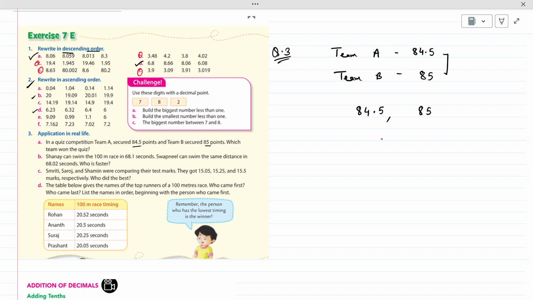First, we have to make them into like decimals. So we'll add point and 0 here, because the other number is having only one decimal place. And now let's start comparing.